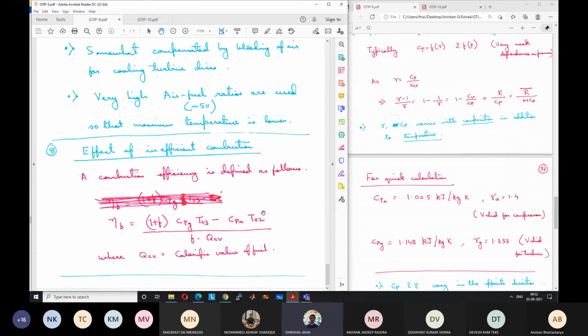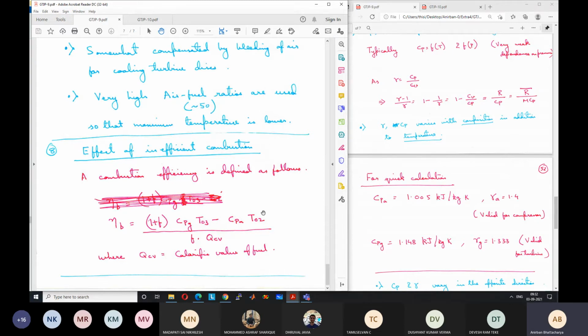T02 can be known. T02 is known because we have already calculated it using the compressor process, right? Correct, sir. Yes. CP values are known, right? All the CP values are known. Calorific value of fuel is known because you are using some fuel which is generally very well controlled. Like the aviation fuel is typically somewhat similar to kerosene.